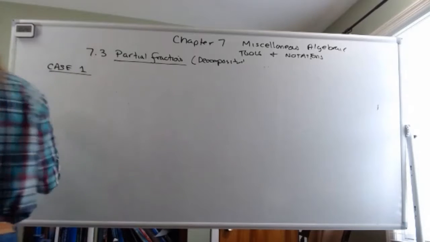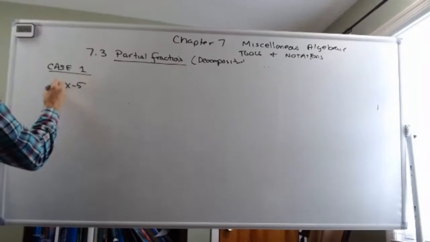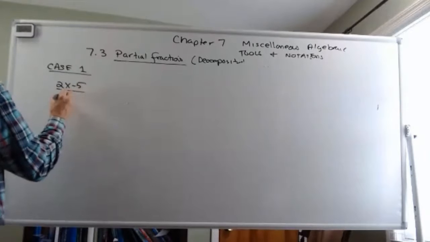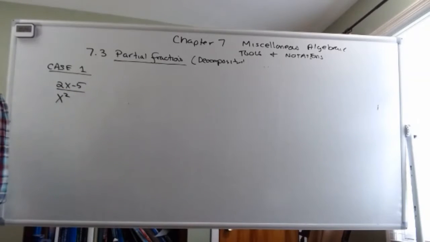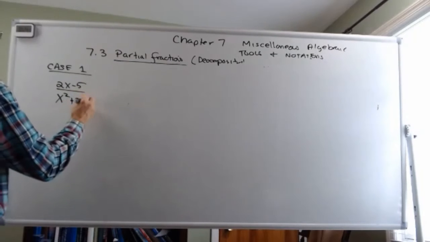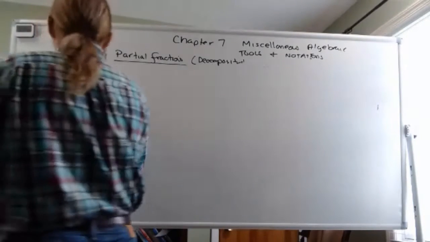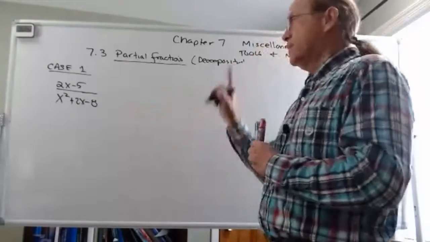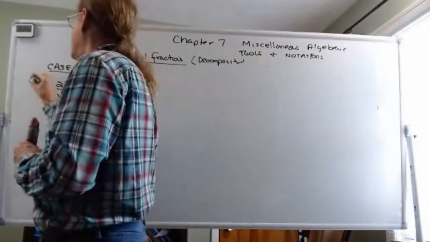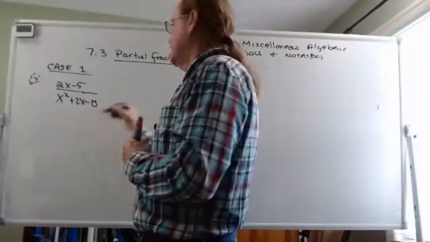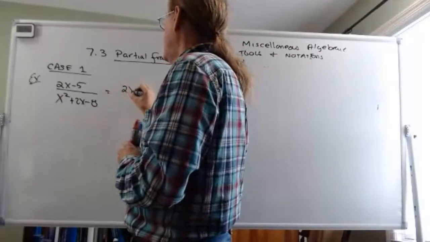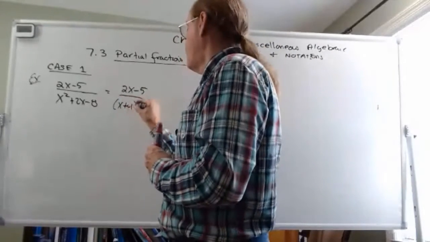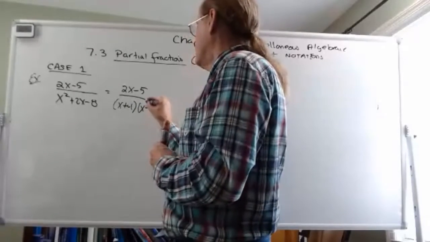And say I have the following. I have 2x minus 5 all over x squared plus 2x minus 8. And I want to see if I can rewrite that in its decomposed form. First step over here is an example. I would factor the denominator here. So I leave that as 2x minus 5 all over, and I have an x plus 4 times x minus 2.